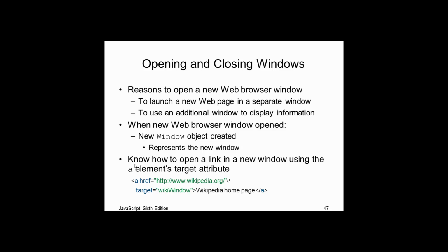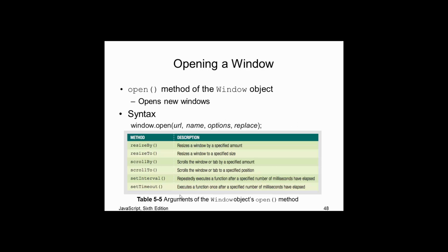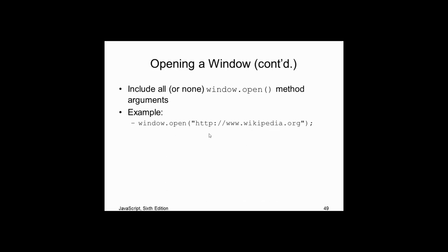Now, you already know how to open up a page using a link, right? You set the target equal to underscore blank, or if you've ever tried this, this works as well. Give it a name. But here's the syntax for window.open. And at its base, it's pretty simple. Window.open URL. Check out how easy that is.